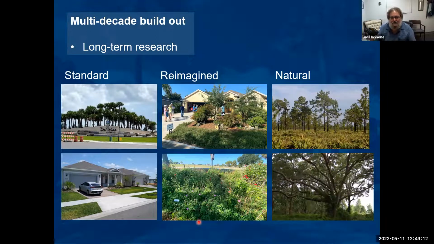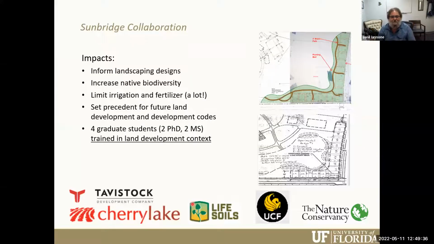We have the opportunity to now look at the ecological costs and benefits of standard landscaping nearby in that Del Webb community, compared to our reimagined native landscaping, and versus our natural environment, right? So we have this opportunity to ask: are we restoring some of the functionality that we see in our natural environments in these reimagined landscapes?